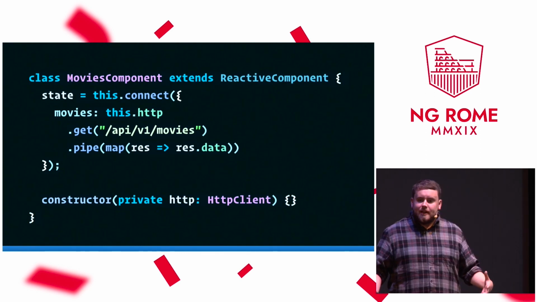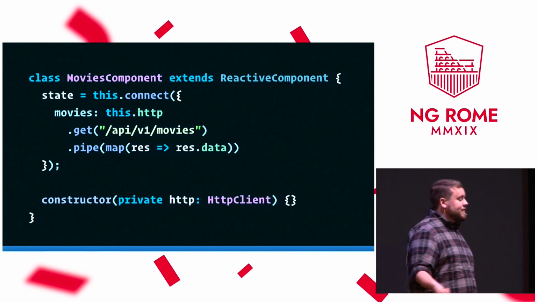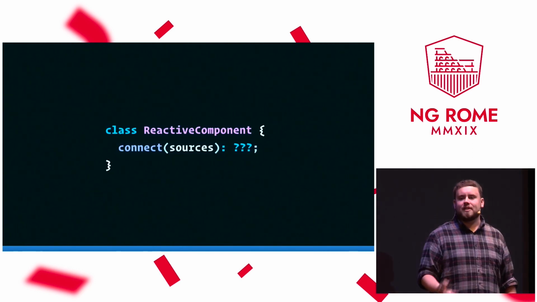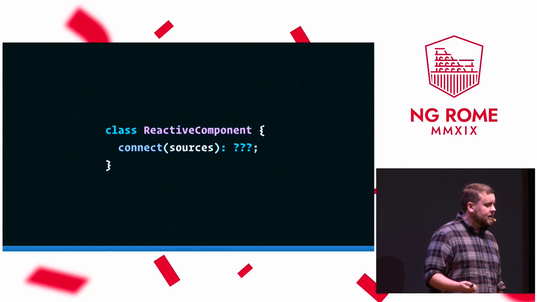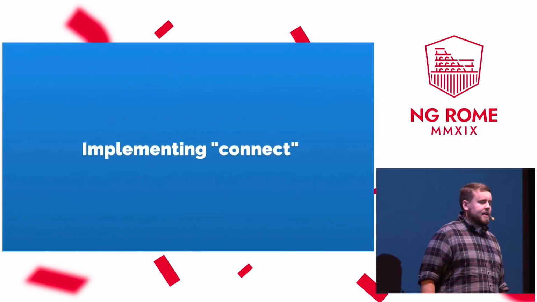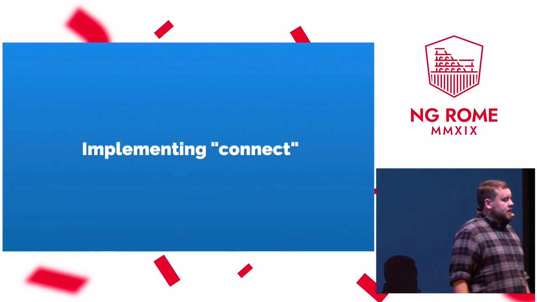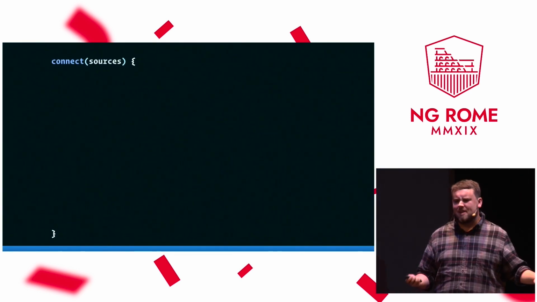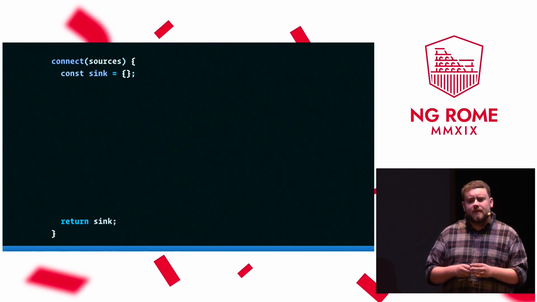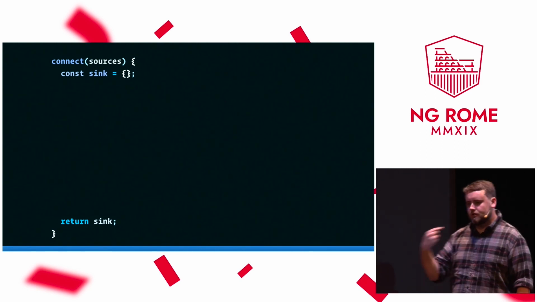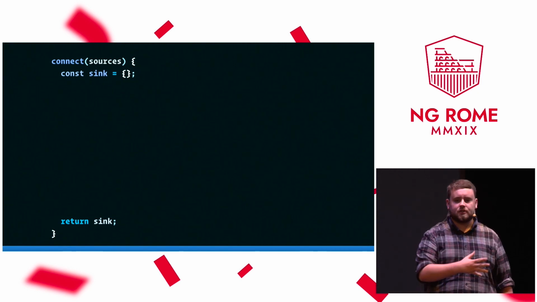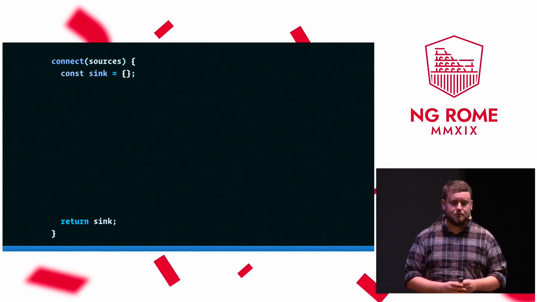So this is now the final API. Okay, we've got the API and we've got the design, we sort of know how we're going to do it, but what is the real implementation going to be like? Now it's time to write that connect method. To do it, we're going to start by initializing what I'm going to call a sink. This is the object where we're going to write values to as our observables update. And we're going to return the sink to the consumer. That way they can use that state object directly in their template.